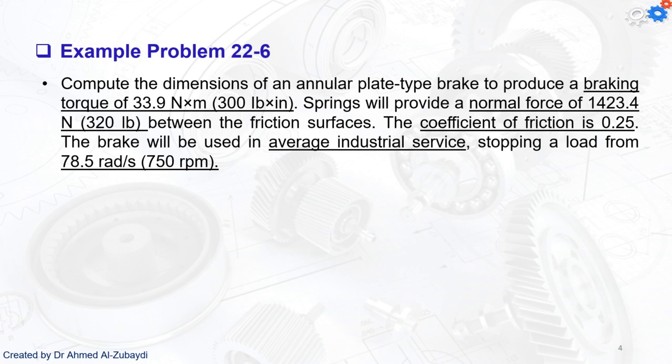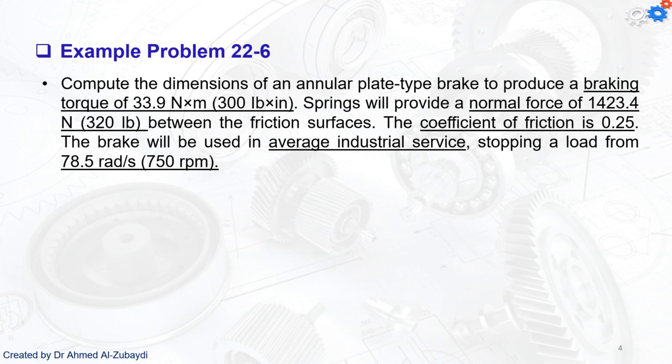First, we need to compute the dimensions of the annular plate type brake to produce a braking torque of 33.9 Newton meters. So now we know that the torque is 33.9. The spring will provide a normal force of 1,423.4 Newton between the friction surfaces. The coefficient of friction is going to be 0.25. The brake will be used in an average industrial service, stopping a load from 78.5 radian per second.